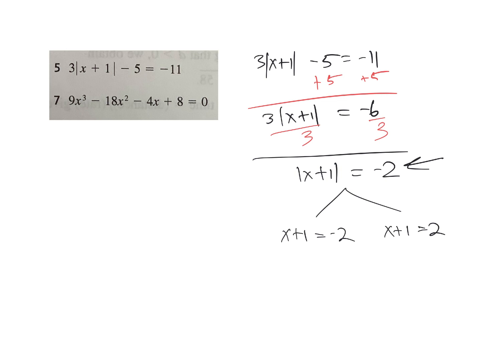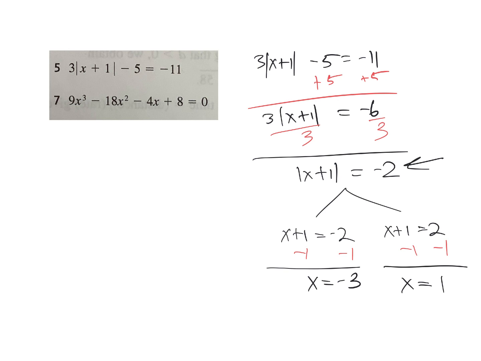Absolute value means that you are a positive distance away. It doesn't mean we can't solve it. Okay, so let's take a look at what happens when we solve this thing. So we're going to subtract 1. Okay, and x equals negative 3, and x equals 1.